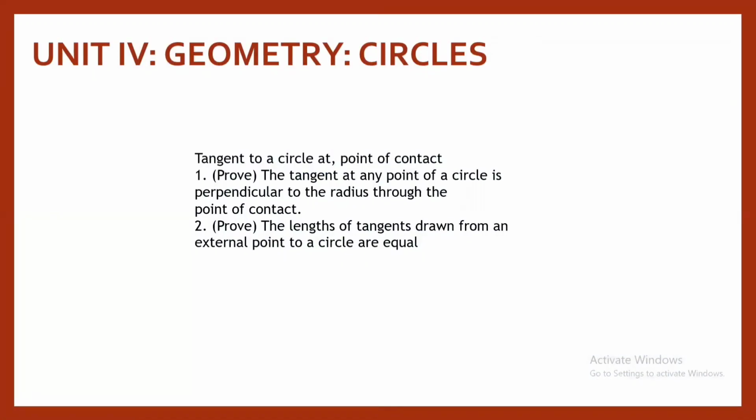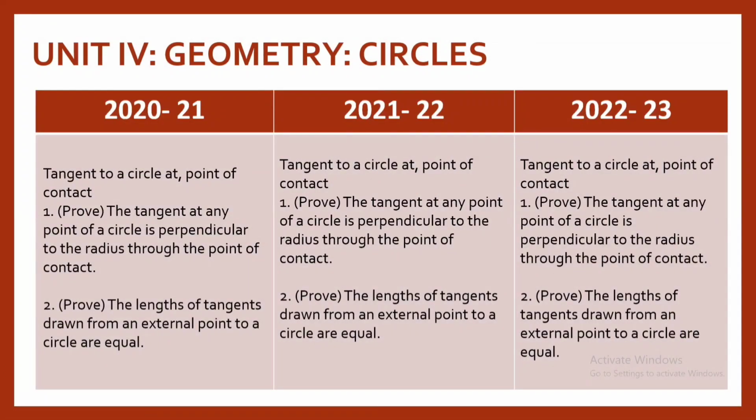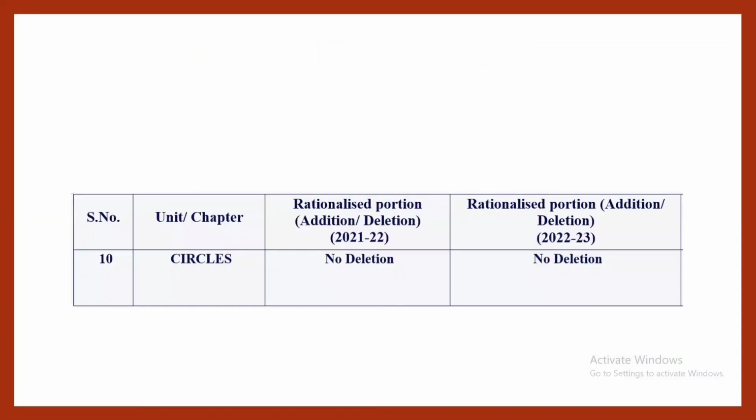Geometry circles, no change. You had two theorems and the applications. Number one, the tangent at any point of a circle is perpendicular to the radius to the point of contact. Number two, the lengths of the tangents drawn from an external point to a circle are equal. Both these theorems are still there. These two theorems will be there. So no deletion in chapter 10 of the geometry portion.